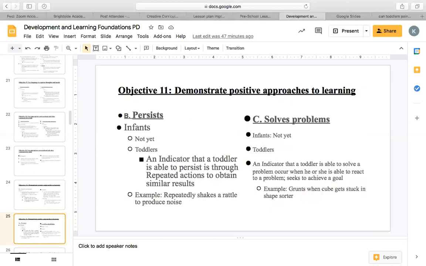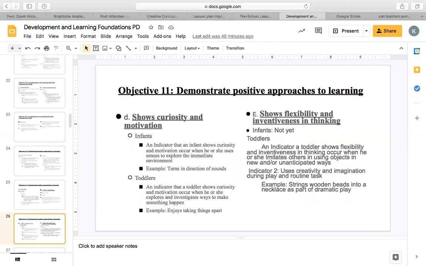Persists. Infants, not yet. Toddlers. An indicator that a toddler is able to persist is through repeated actions to obtain similar results. Example, repeatedly shakes a rattle to produce noise. Solves problems. Infants, not yet. Toddlers. An indicator that a toddler is able to solve a problem occurs when he or she is able to react to a problem and seeks to achieve a goal. Example, grunts when cube gets stuck in a shape sorter.